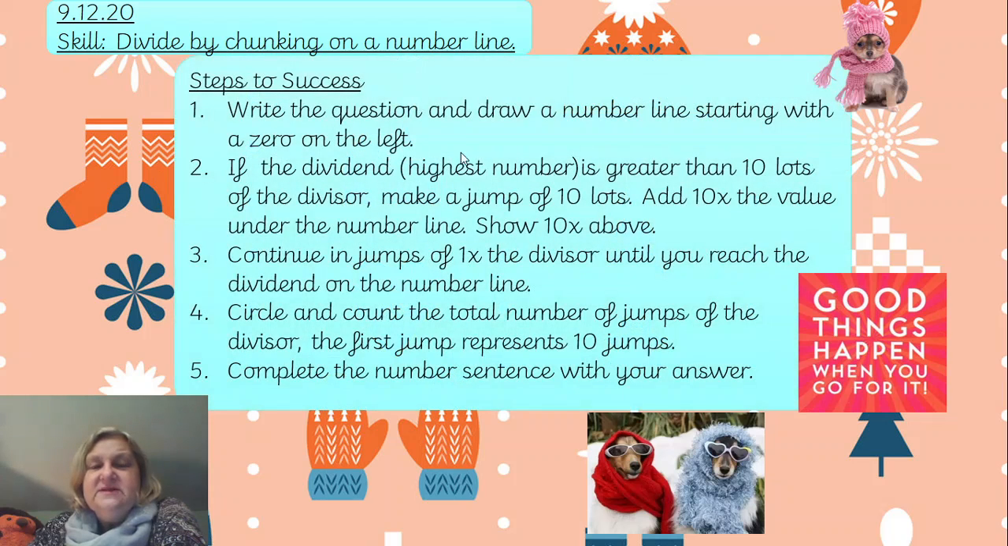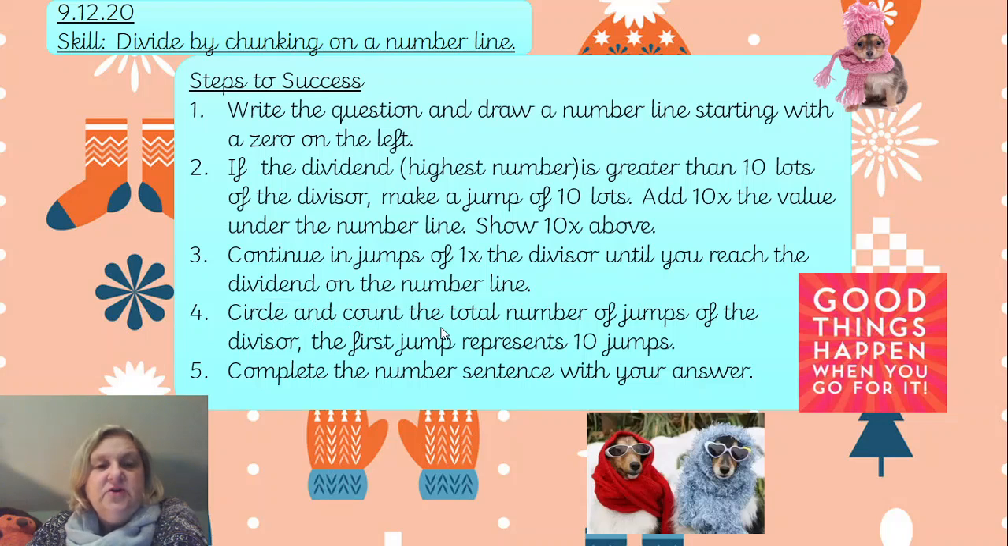So your steps to success today: you're going to write the question and draw a number line starting with that 0 on the left. If that highest number is greater than 10 lots of the divisor, then you can make that first jump of 10 lots. You can then add 10 times the value under that number line and show that 10 above. Don't forget to write that 10 in because it's really important that when you go back to count how many groups, you've got the right answer. Then you can carry on jumping in jumps of 1 times the divisor until you get to the very end, and you've got to stop when you've got to that highest dividend.